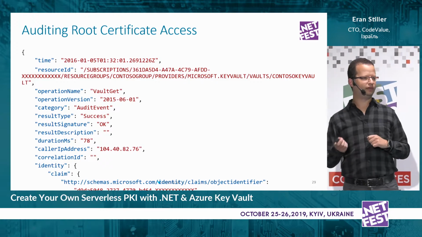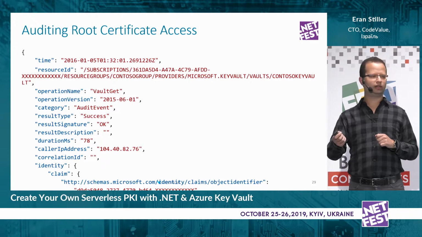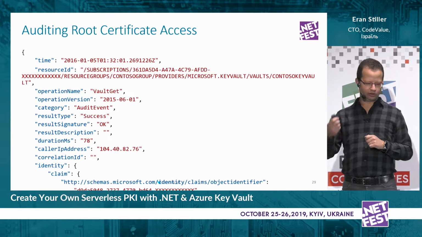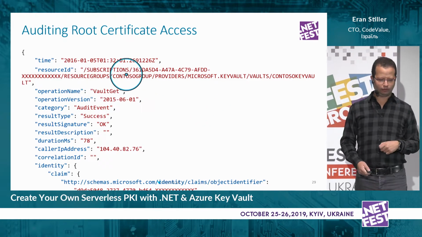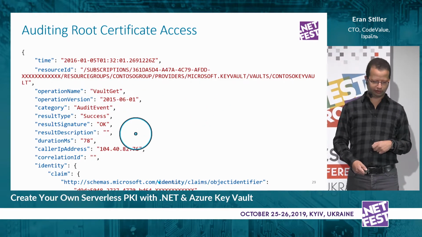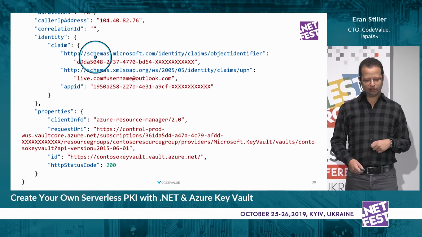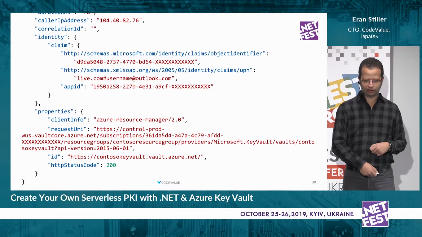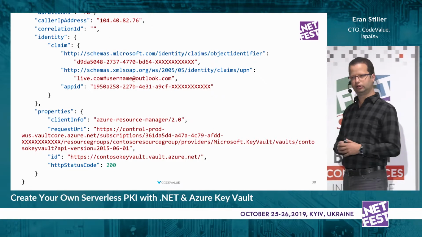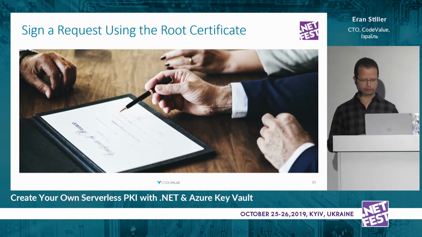But basically what Key Vault can give you is a log of every access to your Key Vault, to your certificate, and what was done with it. So you can see an example here of an audit entry, where you can see this is a get on the vault, and the result was OK, and this is the IP address. And most importantly, we can see the identity who performed the operation, and some additional information regarding the URL, the ID, and so on. So you can get quite a lot of information by auditing Key Vault.